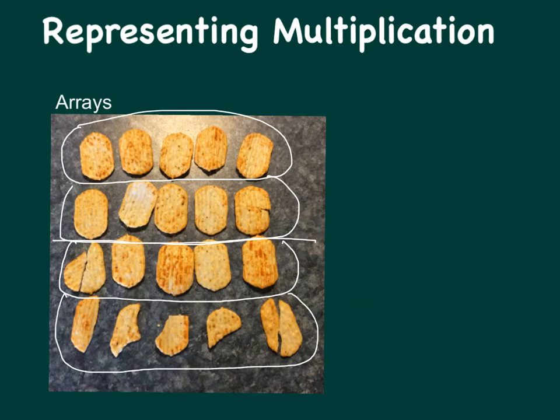Now we know that this is an array, don't we? Because there are equal numbers in each line and there are equal numbers in each column going downwards. So it's not all scattered around, it's a perfect array. And we know that because there are 5 in each group and we have 4 groups, don't we? 1 group, 2 group, 3 group, 4 group.